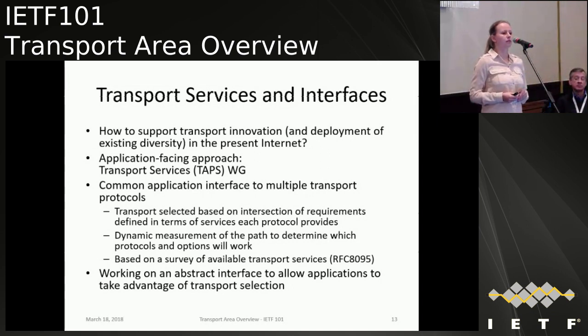So the idea here is really to change the interface in a way that makes it possible for the operating system to select the right protocol for your needs, for your application, but also one that is working on the path. Because sometimes you have a situation where one protocol is not supported by the path, where packets are blocked. For example, UDP is blocked in a lot of cases, so you cannot use UDP-based protocols.